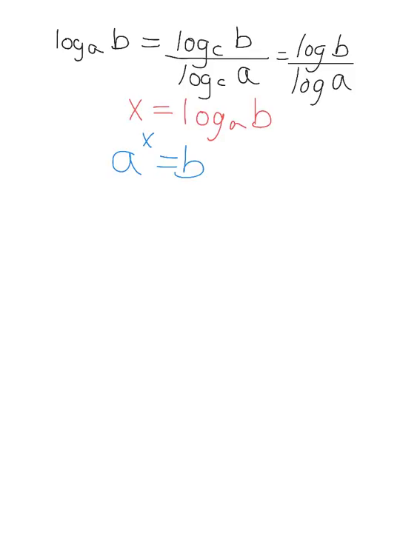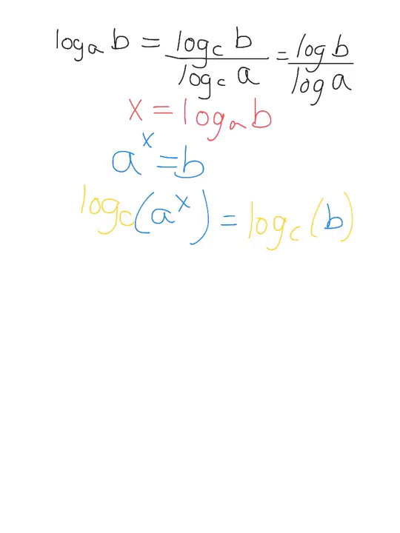Now, if I was solving this equation, a valid operation I can do to both sides is just take the logarithm of both sides. So I'm going to take the logarithm of both sides, but I'm going to choose a different base. I'm just going to choose some random base called c. I'm going to take that of the left side. I'm going to take the log of the same base, c, of the right side.